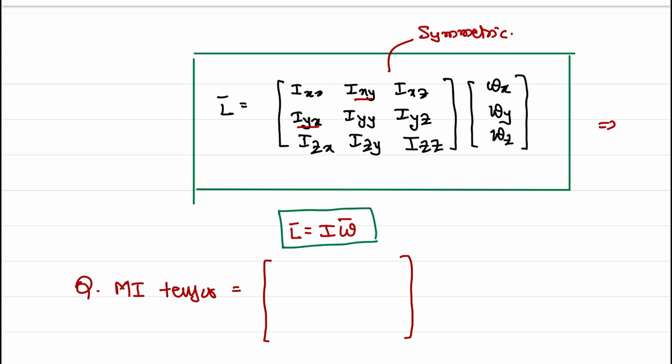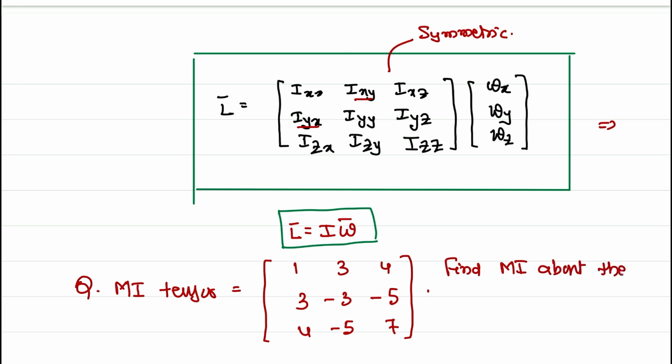It's a simple symmetric matrix, given like this: 1, 3, 4, 3, -3, -5, 4, -5 and 7. This question is developed by me after looking at one of the questions in a competitive examination. This is the moment of inertia tensor. Find the moment of inertia about the axis passing through (1/2, √3/2, 0). There is an axis passing through this point.